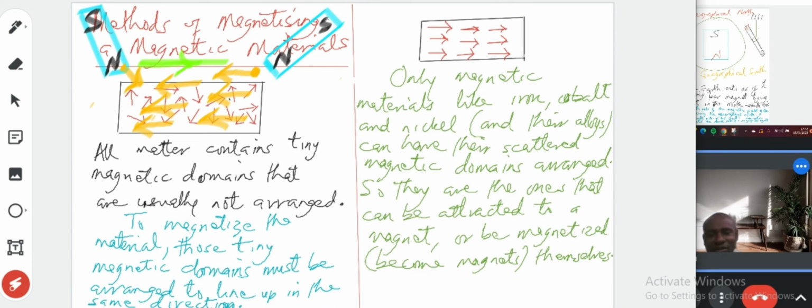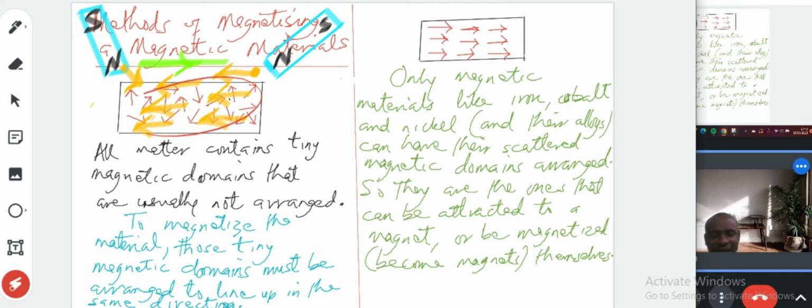So let's move on. Very quickly, go to the next page. We'll be fast about it. What is responsible for the magnet in an object? An object itself has tiny magnetic materials we call domains, magnetic domains.